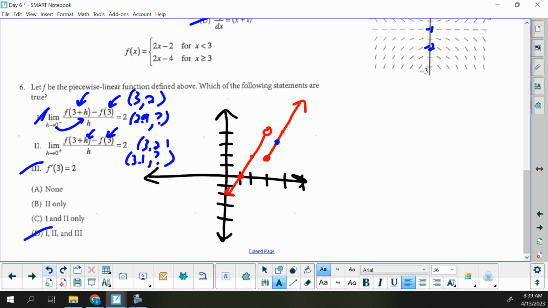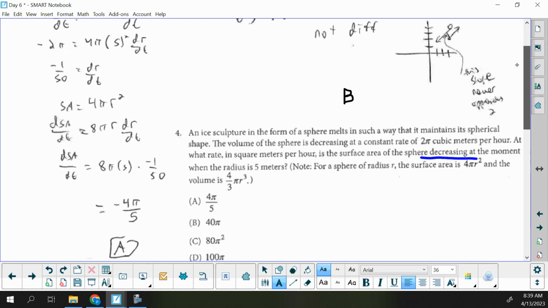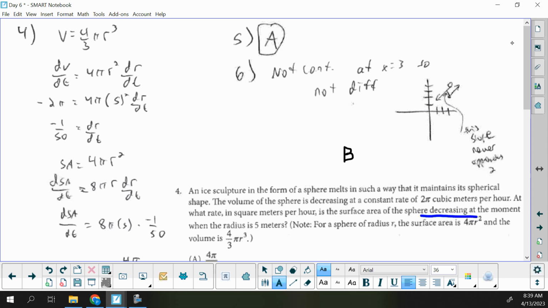However, on this side, if we pick something a little bit right of 3, connect it to 3, 2, that slope is 2. If I get closer, connect it, that slope is 2. If I get super, super close, connect it, that slope is 2. So those slopes are approaching 2, so we would just have choice B. So that one is a bit of a tricky question.